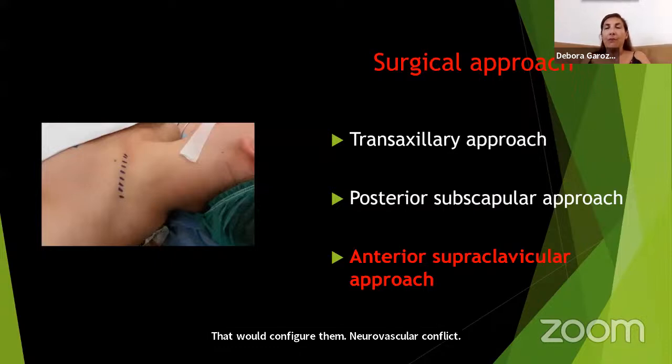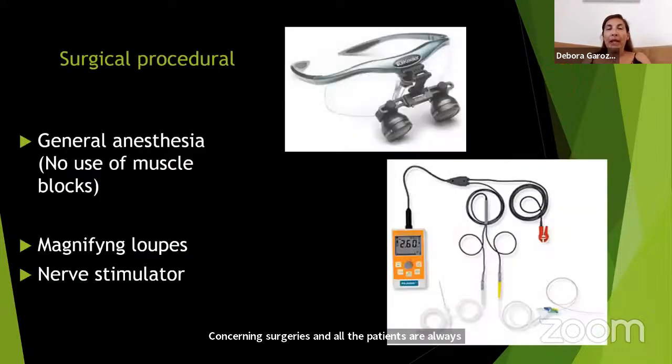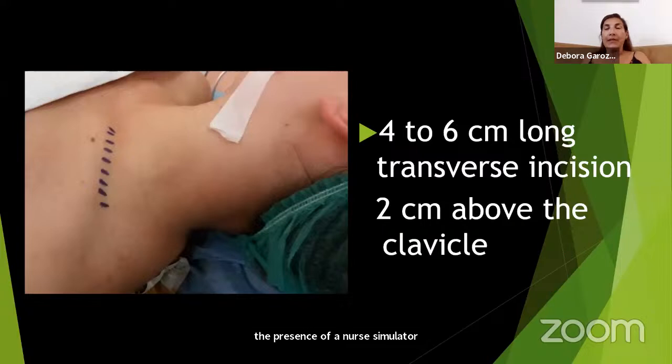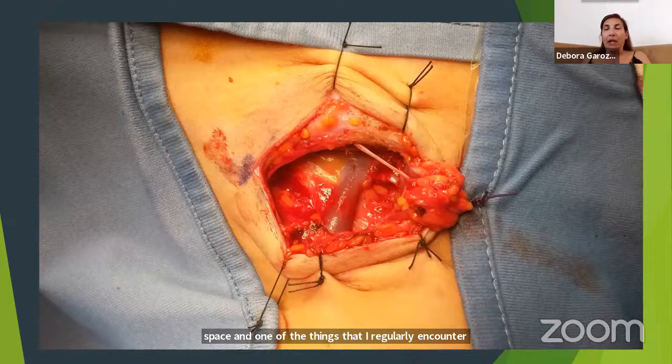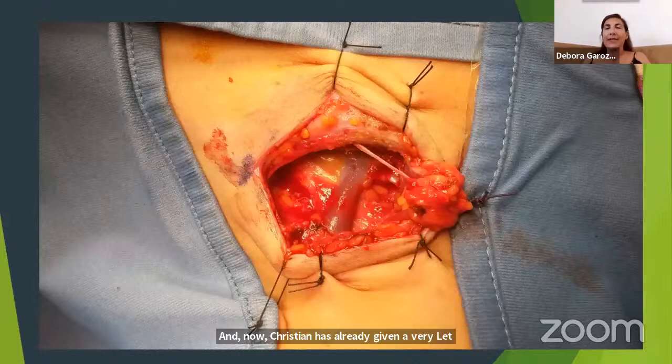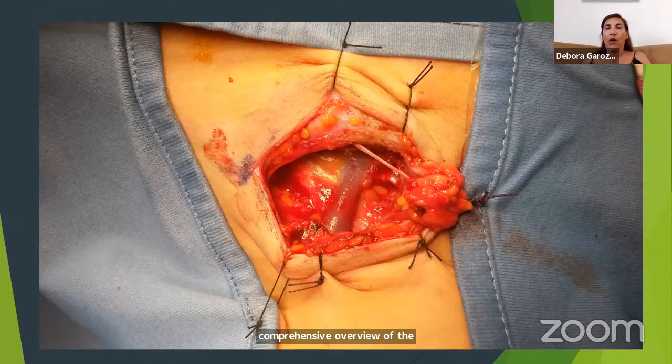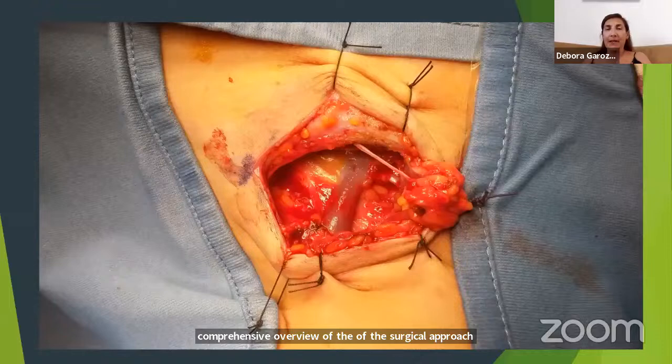Concerning surgeries, all the patients are always operated with an anterior supraclavicular approach. I always do the procedure under magnified vision and with the presence of a nerve stimulator. The incision is above the clavicle in the supraclavicular space. One of the things that I regularly encounter are very bulky veins. Now, Christian has already given a very comprehensive overview of the surgical approach to the brachial plexus, and I will just focus on a few concepts.